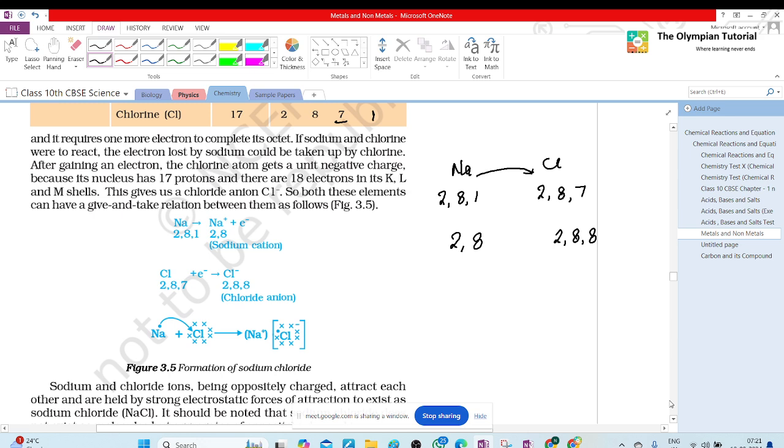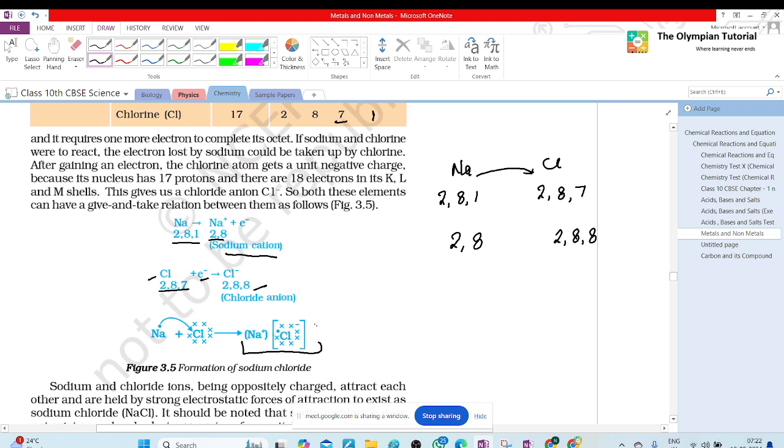If sodium and chlorine were to react, the electron lost by sodium could be taken up by chlorine. After gaining an electron, the chlorine atom gets a unit negative charge because its nucleus has 17 protons and there are 18 electrons in its KLM shells. This gives us a chloride anion, Cl minus. So both these elements can have a give and take relation between them. Here Na 2, 8, 1 becomes Na plus 2, 8, sodium cation; chlorine 2, 8, 7 plus 1 electron becomes chloride anion 2, 8, 8. One electron will be given to chlorine: Na+ Cl-.